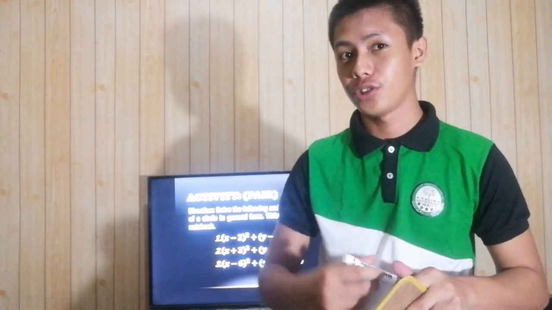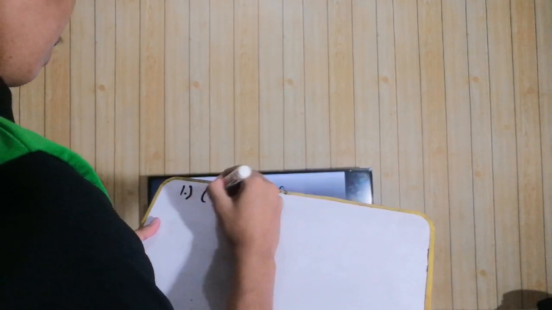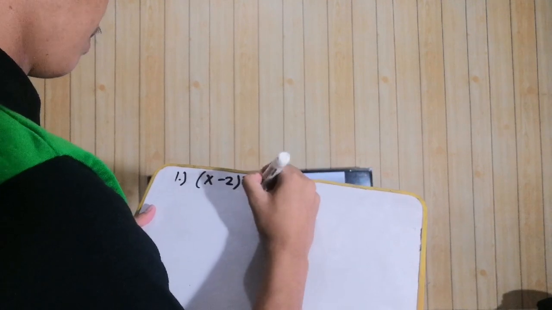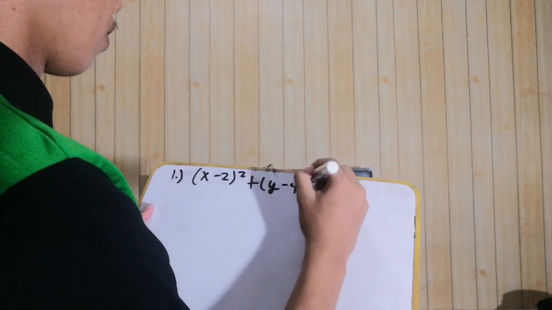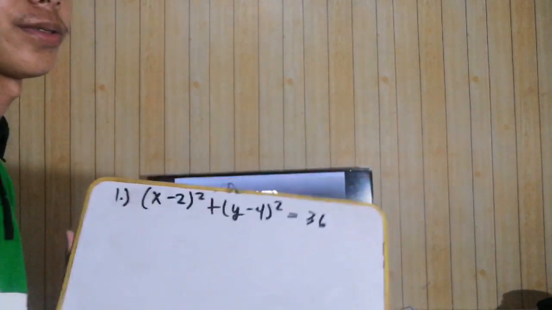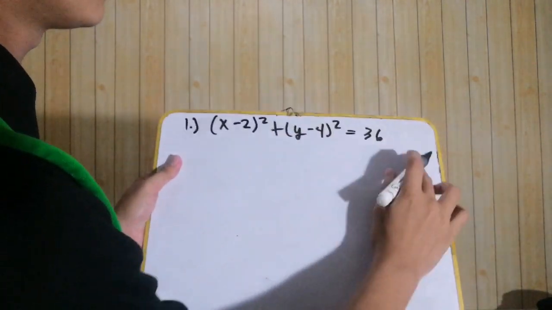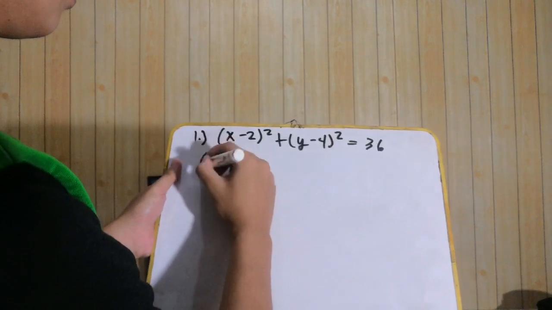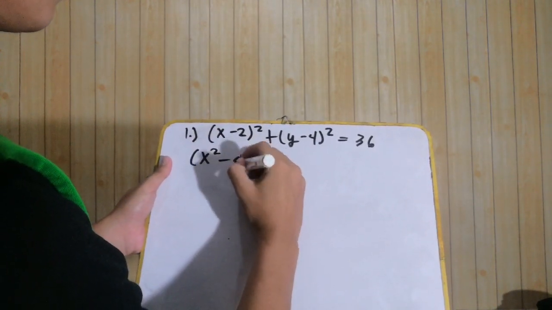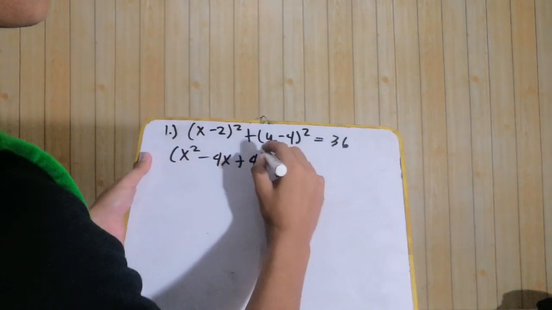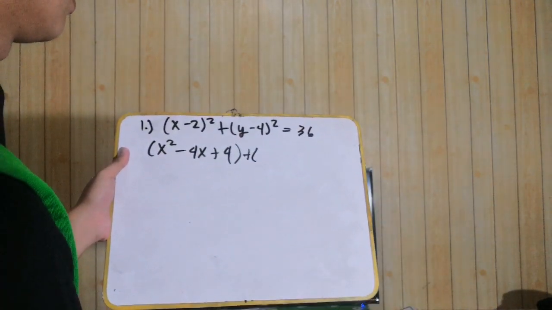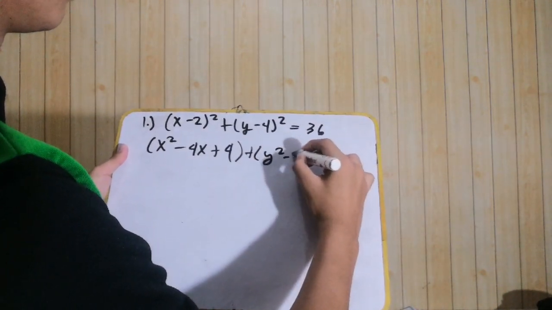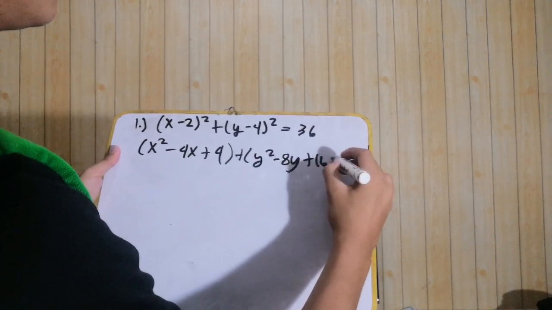So now, hold your answers. Let's answer number 1, to make sure your process was correct. Given number 1 is x minus 2 squared plus y minus 4 squared equals 36. As you can see, let's expand this one. It's already squared. So, expand this: x squared minus 4x plus 4, right? Plus y squared minus 8y plus 16 equals 36.